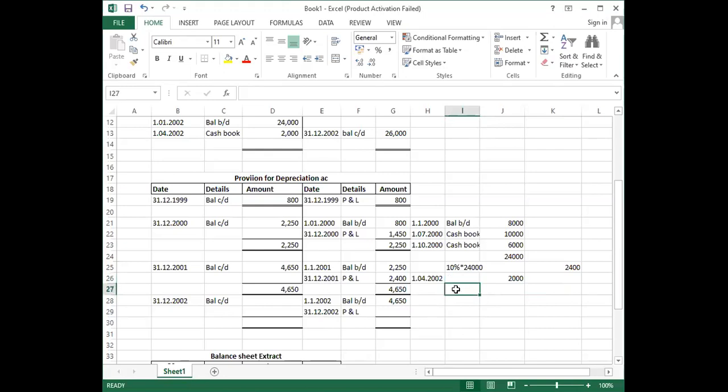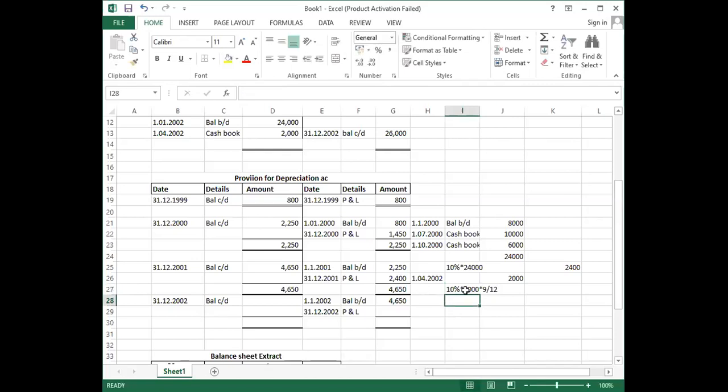We have 10%, right? 10% multiplied by the value of the machine, which is 2,000. Then we multiply by what? We multiply by how many months did we utilize that machine? Good people. We bought it on 1st April. For how many months was it with us? 9. So multiply by 9 divided by 12.